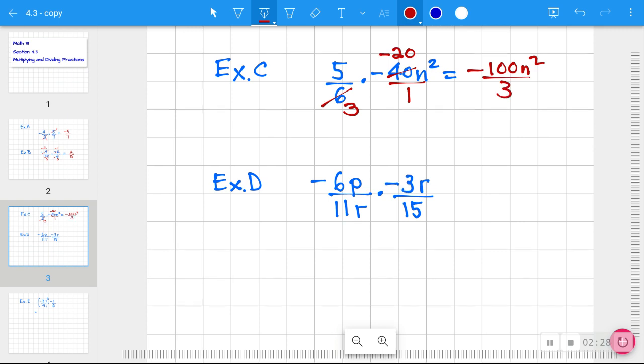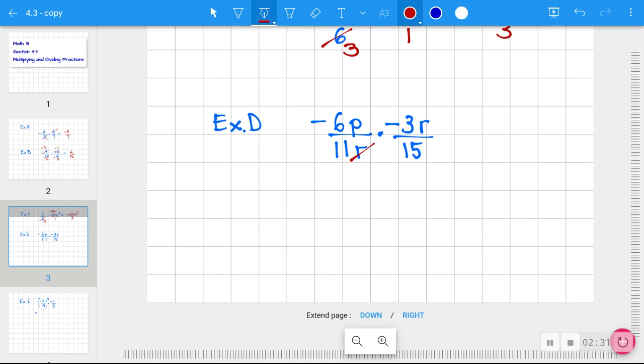Okay, on the next problem, we can cancel the number r out of the problem. And let's see what else I can cross-cancel here. I can actually cancel within the fraction. That's called simplifying. But I'm going to choose instead to divide these corners by 3. And then I'll just multiply across the top and across the bottom. So you get 6p over 55.